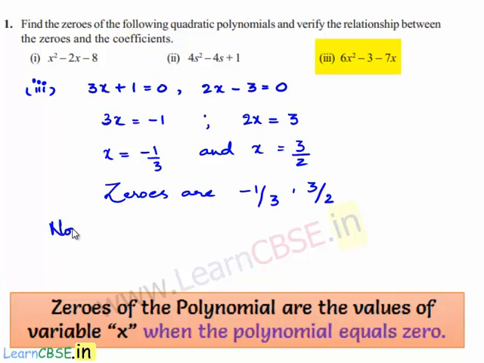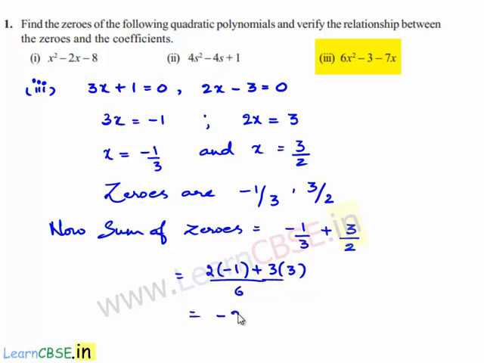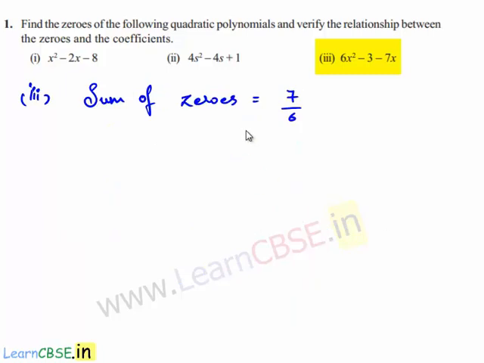Now the sum of the zeros is equal to minus 1 by 3 plus 3 by 2. So the LCM can be taken as 6, and this is equal to 2 times of minus 1 plus 3 times of 3. So minus 2 plus 9 divided by 6, which is nothing but 7 by 6. Now sum of the zeros is equal to 7 by 6.